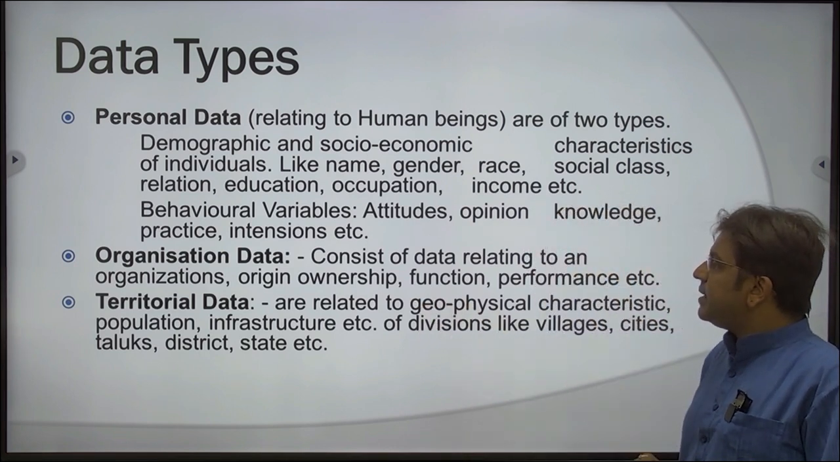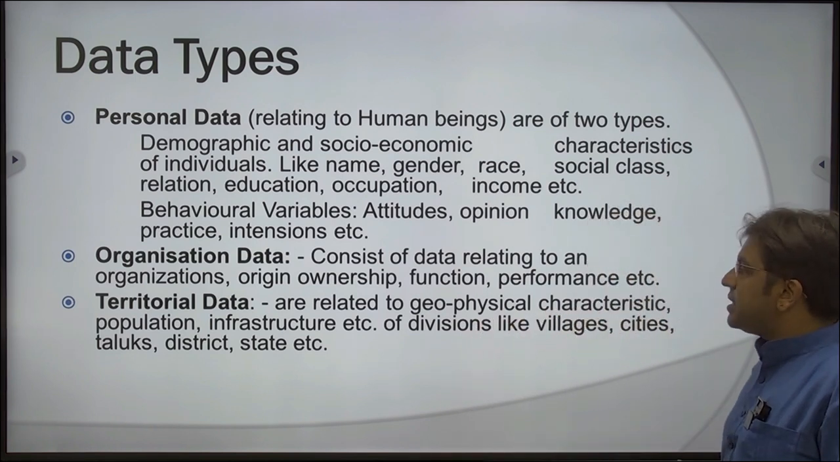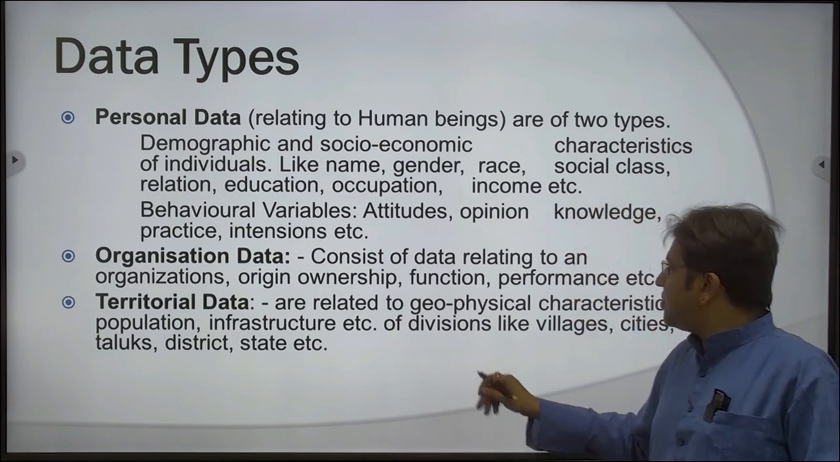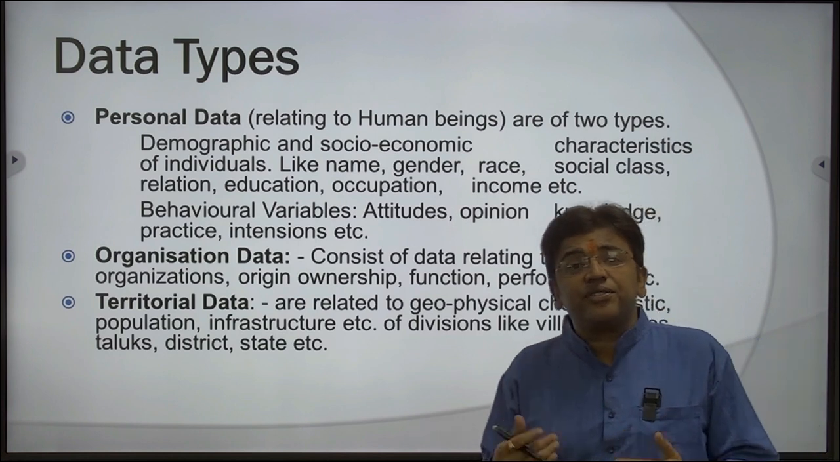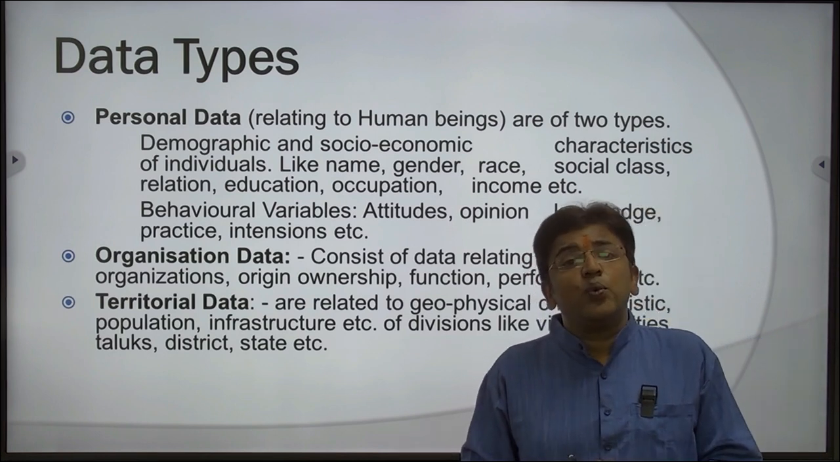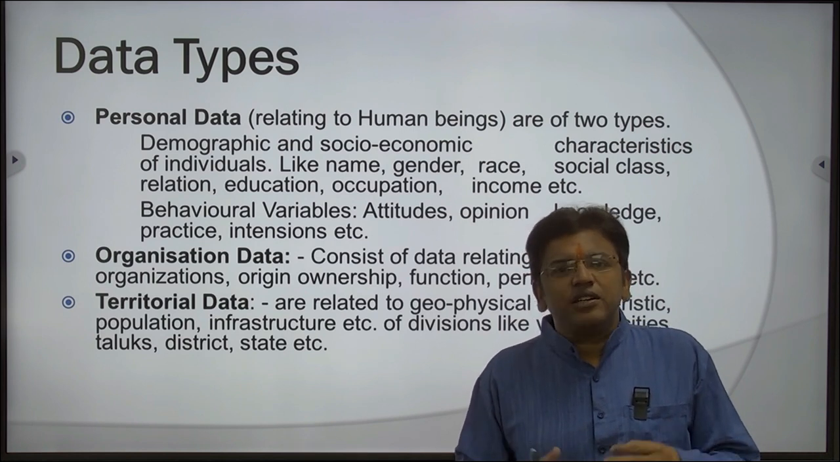Then territorial data. Territorial data are related to geophysical characteristics, population, infrastructure, etc., of divisions like villages, cities, taluks, districts, states, etc. Means here we are going to confine our study on the basis of geographical location.